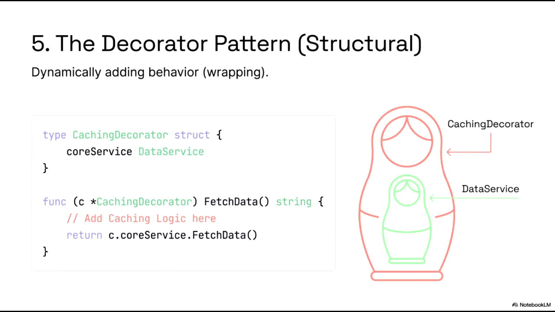This relationship is visually represented by the nesting dolls on the right. The caching decorator serves as the outer shell, adding additional functionality, in this case caching, without altering the underlying data service, effectively extending its capabilities at runtime.